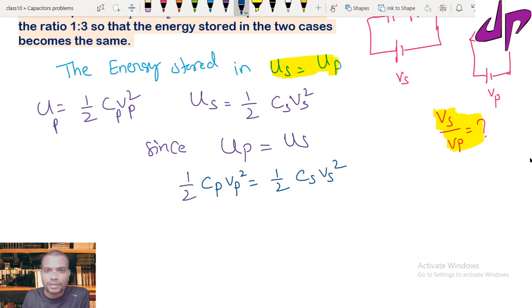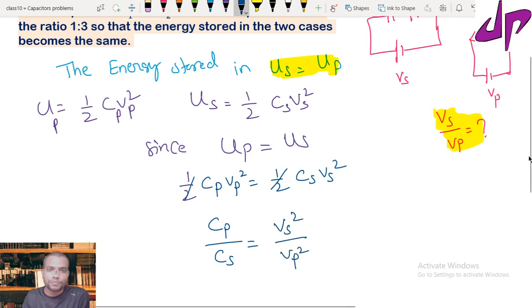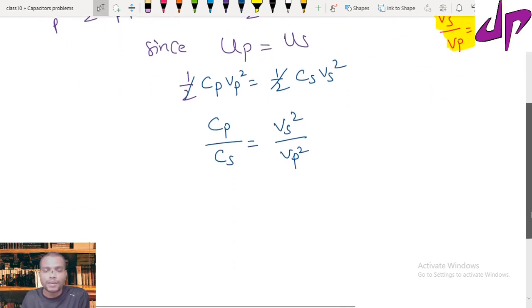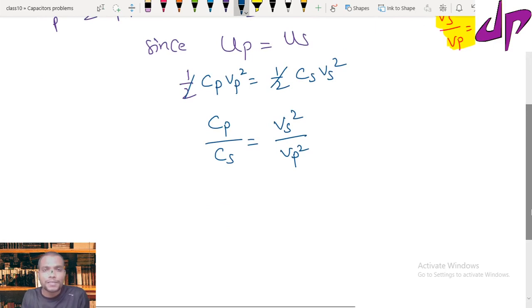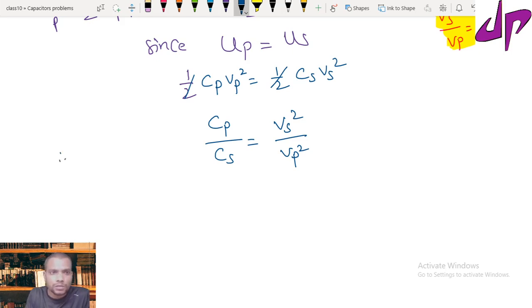Now we cut the like terms, so the half gets cancelled. Separately, we can write capacitance in the parallel upon capacitance in the series, which equals potential in the series square upon potential in the parallel square. Now this is my final task. If two capacitors are in parallel, what is their total combination? That is C1 plus C2, since Cp equals C1 plus C2.